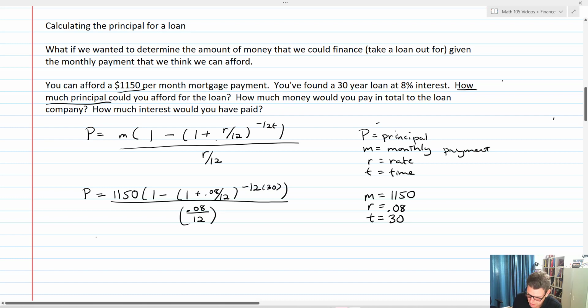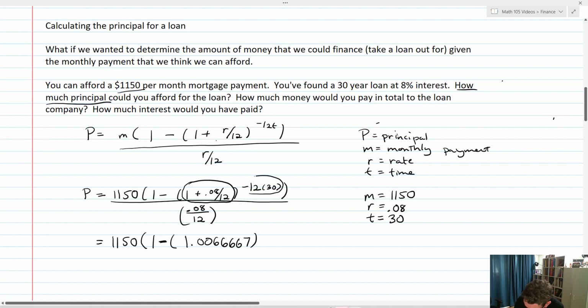So what I'm going to do first, now that I've got that all figured out and put into my formula, is take 1,150 and first figure out the things that are in parentheses. I'm going to use my order of operations. So this is now going to be 1 minus, and this will be 1 plus 0.08 over 12. So I'm going to actually figure that out. 1 plus 0.08 divided by 12 ends up giving me 1.0066667. So there'll be 1 minus that. And the exponent, 12 times 30, gives me negative 360. Then I'm going to divide it through by 0.08 divided by 12, and that's going to be 0.006667.